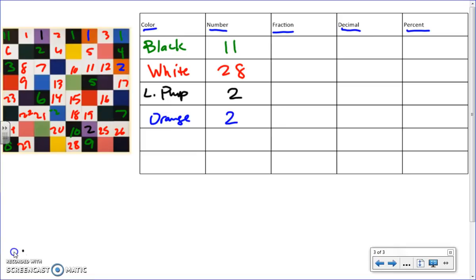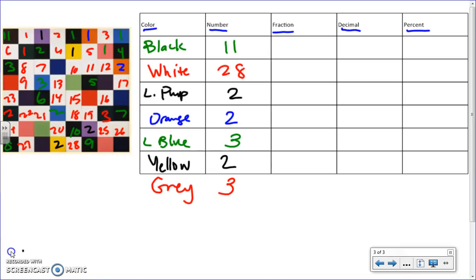I see 1, 2, 3 light blues. And so my markers are lagging a little bit. There we go. I see 3 of those. Now I'm looking at yellows. I see 1, 2 yellows. I see 1, 2, 3 gray. I'm looking for pink. I see 1, 2, 3 pink.